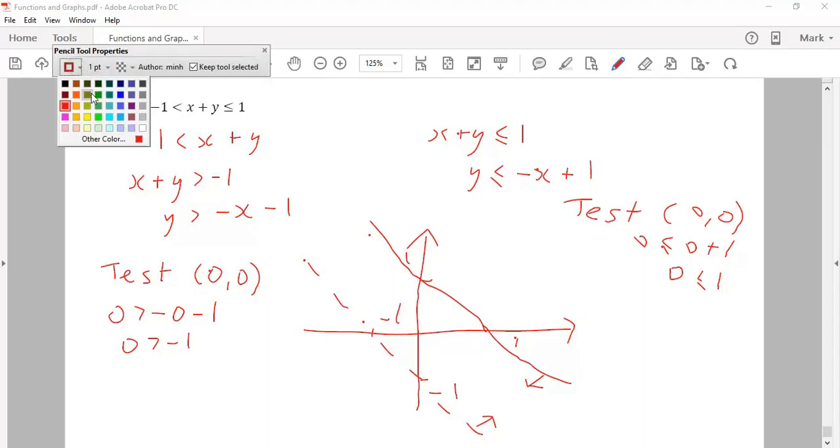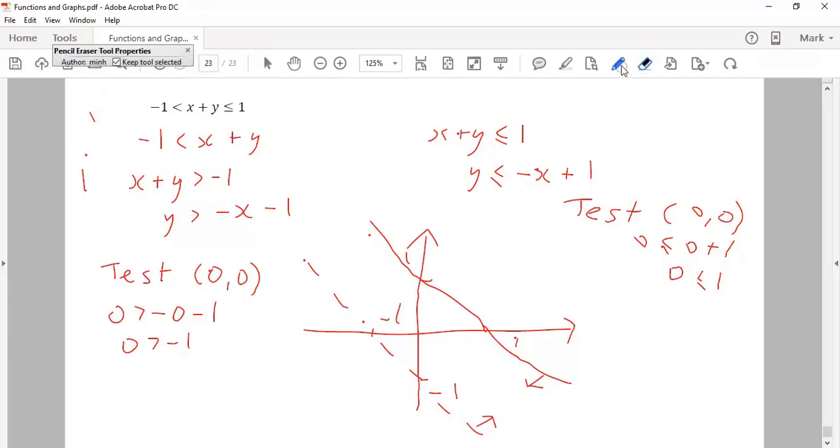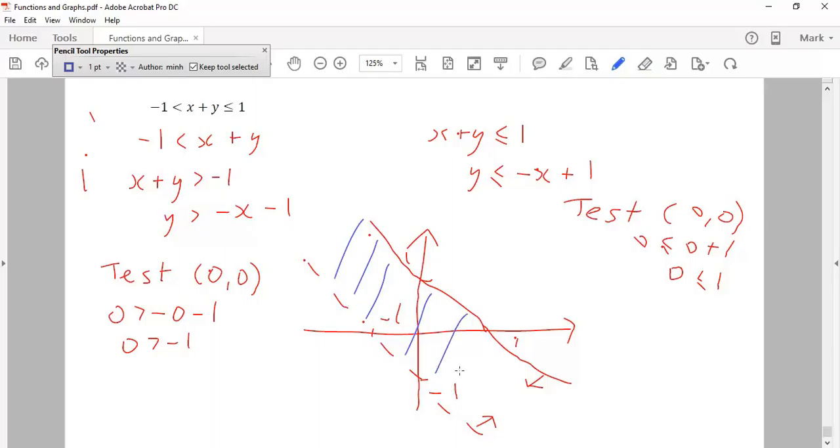So I'll just change color. So yeah, that's what this region should look like.